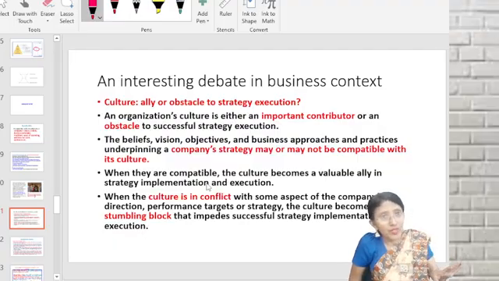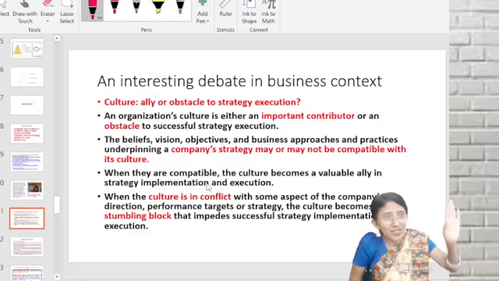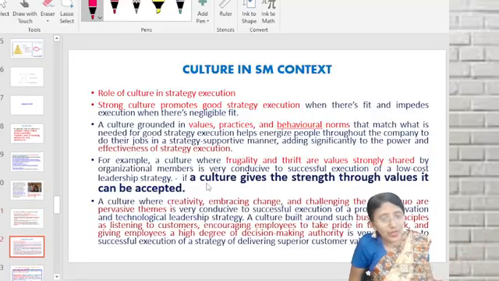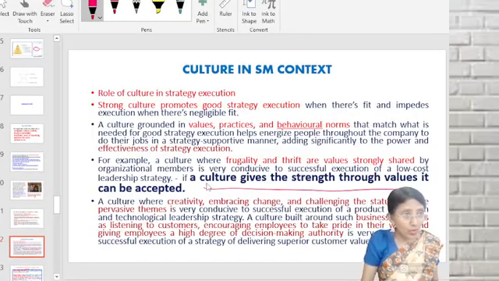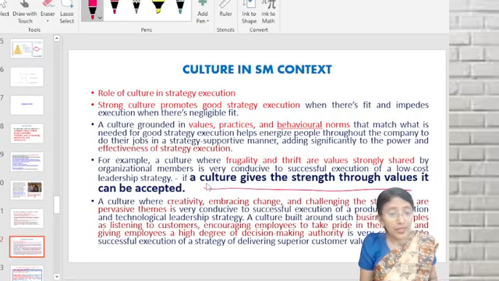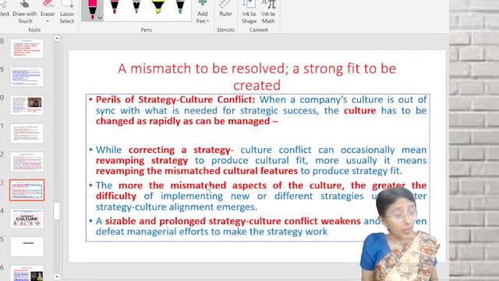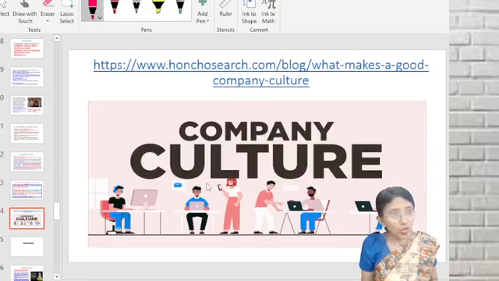Any day it's important. Whether the culture is troublesome or otherwise, culture is a base. Do you understand that? So culture gives strength through its values. It is accepted. It is very important. A mismatch should not be there. It should be resolved.